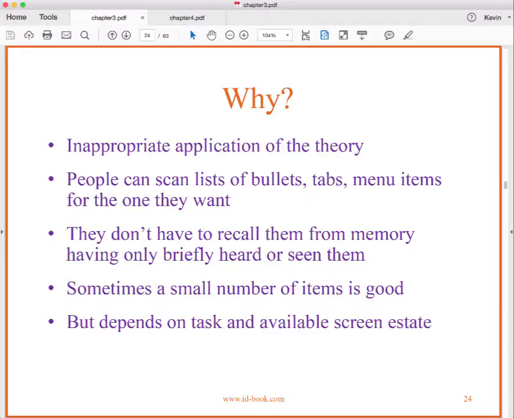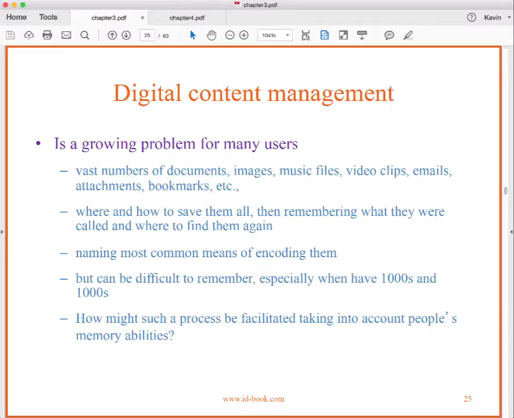So the takeaway here is that even though as scientific interaction designers, we're learning about a lot of theories, and you could draw conclusions from them about how we want to design the user interface, it's possible to simply misinterpret the theory. And this 5 to 9 theory is probably a good example of that.